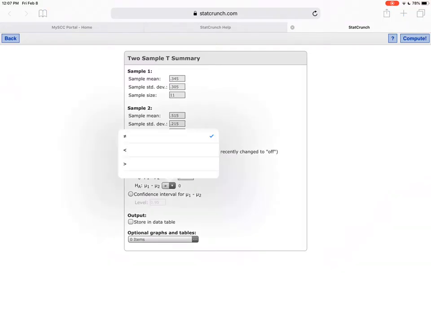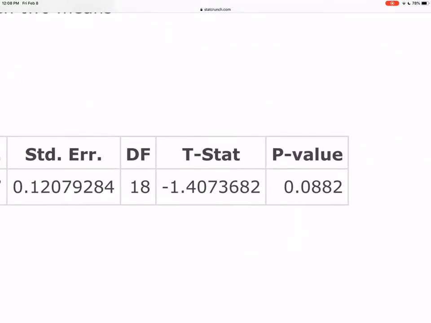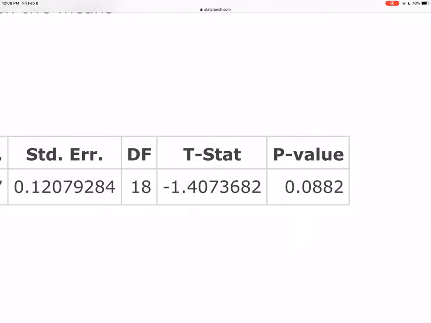All right, now, what I'm testing here, my claim was that mu1 was less than mu2, so I'm going to match up that alternative hypothesis, and then I'm going to hit compute. All right, and again, what we're looking for here is that t-stat value, and you'll notice that's the same thing that I just calculated using the formula, which is a value of negative 1.407.